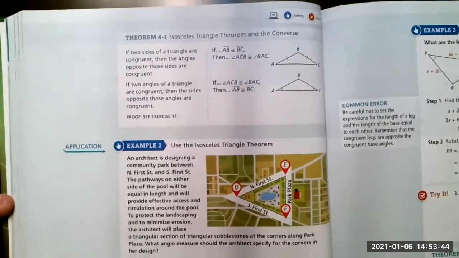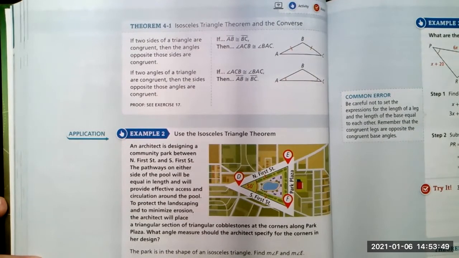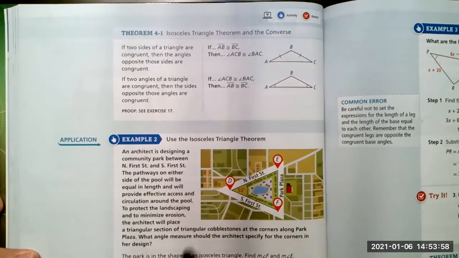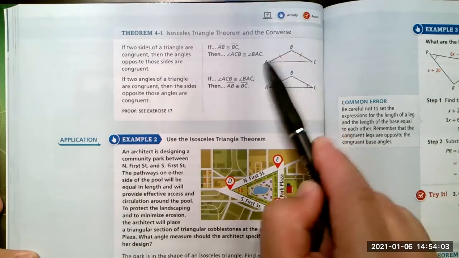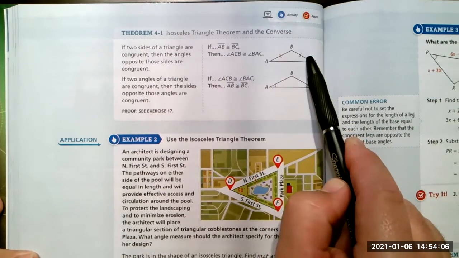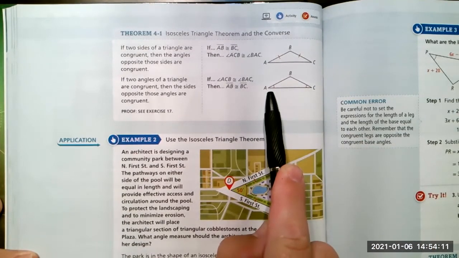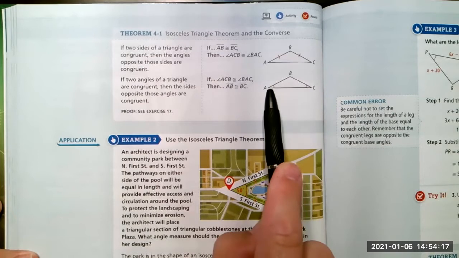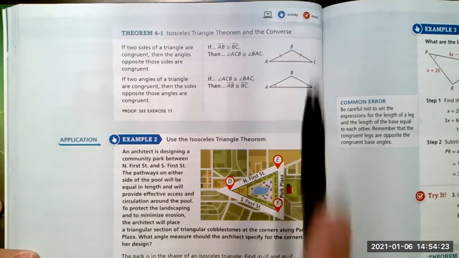On page 158, we've got a theorem, theorem 4.1, the isosceles triangle theorem, and the converse. What this is really getting at is emphasizing the property we just talked about with isosceles triangles. If your two side lengths are the same, whatever that length is, then the two base angles have to be the same. And then the converse of that statement, basically the opposite: if the two base angles are congruent, if they're equal, then the two side lengths have to be the same.